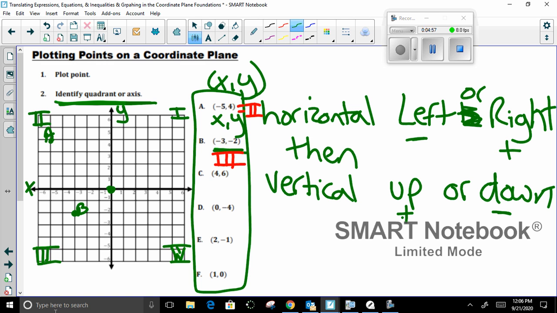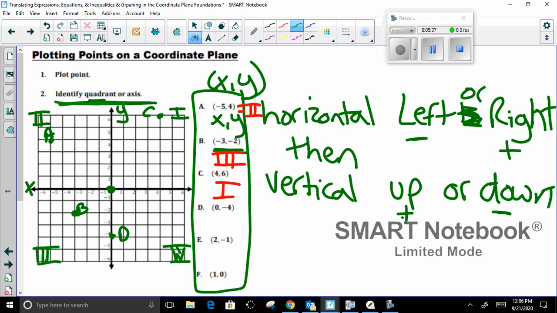C is 4, 6. So x is positive and y is positive. I go horizontally to the right because it's a positive x, and vertically up because it's a positive y. 4, 5, 6. That's point C. Point C is in what quadrant? That would be quadrant 1. D is 0, -4. So x is 0 means I don't go left or right horizontally at all. I stay put at my origin. -4 vertically for the y means I go down 4. I am right on the y-axis.